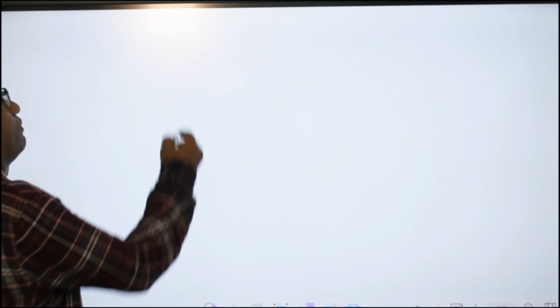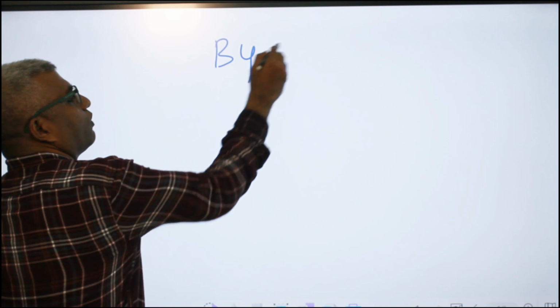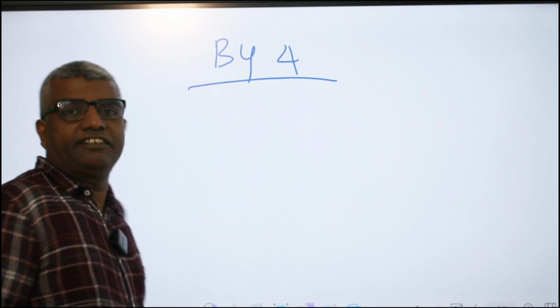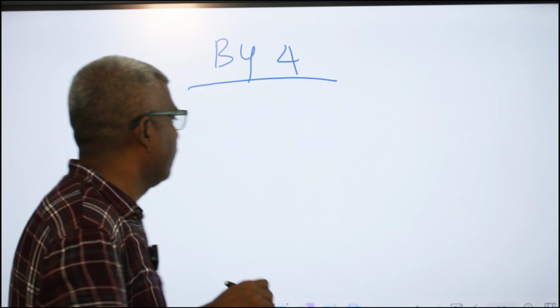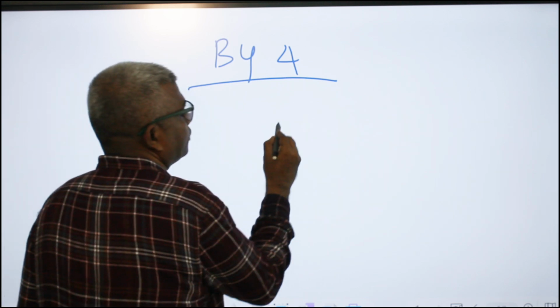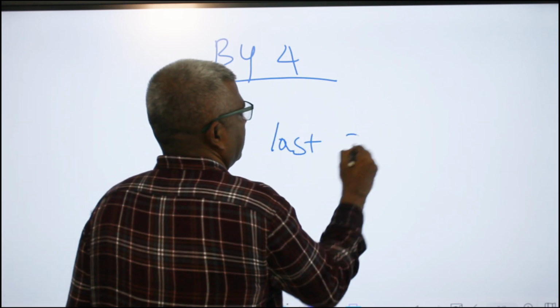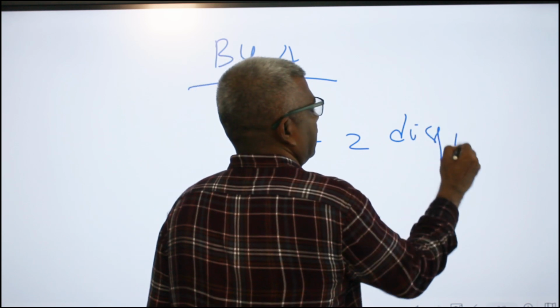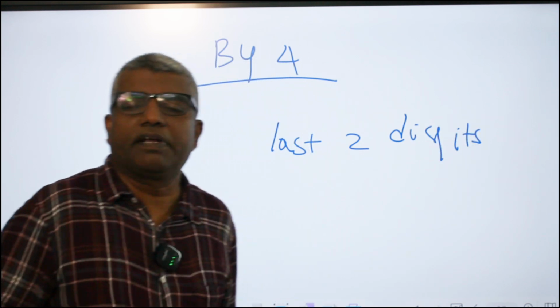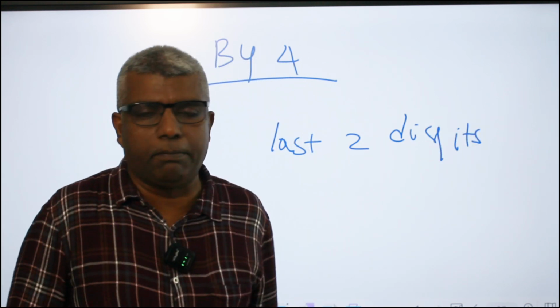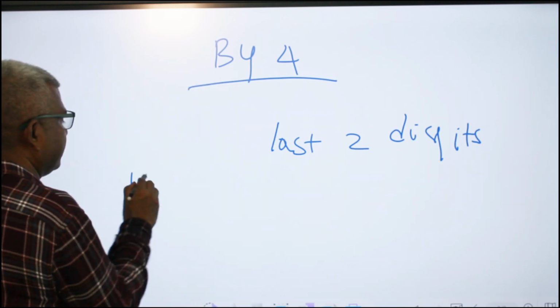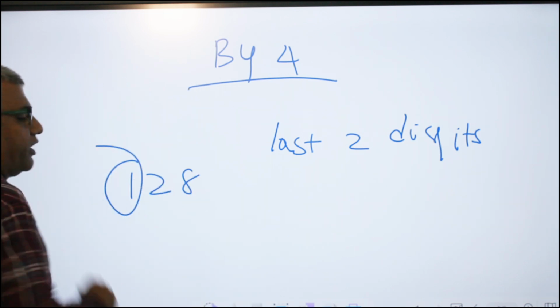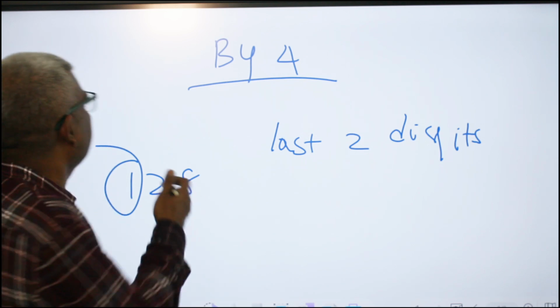Divisible by 4. By 4, what is the rule? By 2, we checked only the last digit. By 4, we have to check the last 2 digits. Why? Because 10 is not divisible by 4, but 100 is divisible by 4. Suppose 128, you need not worry about 100.